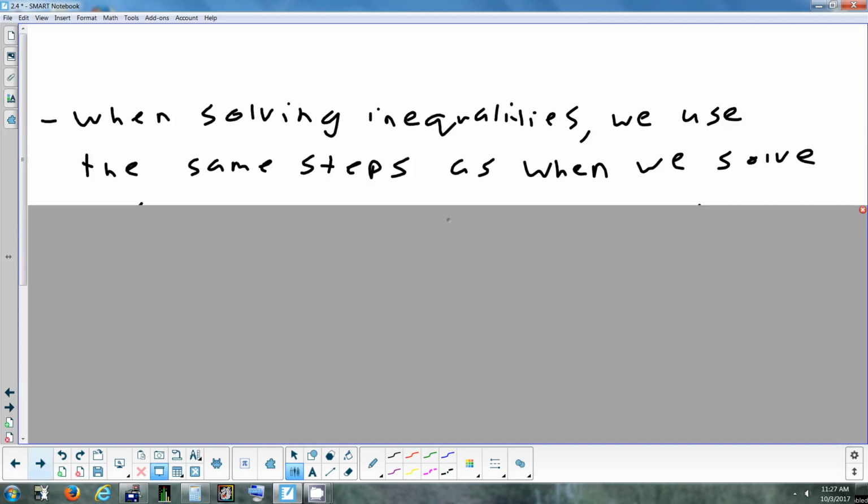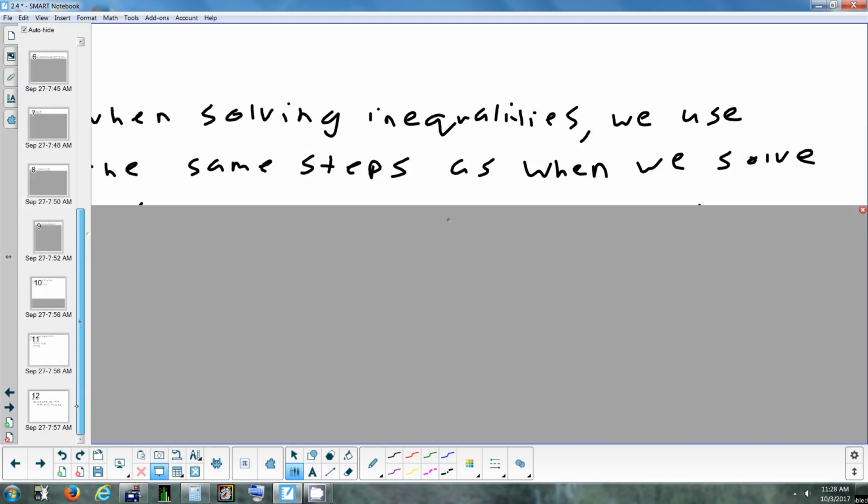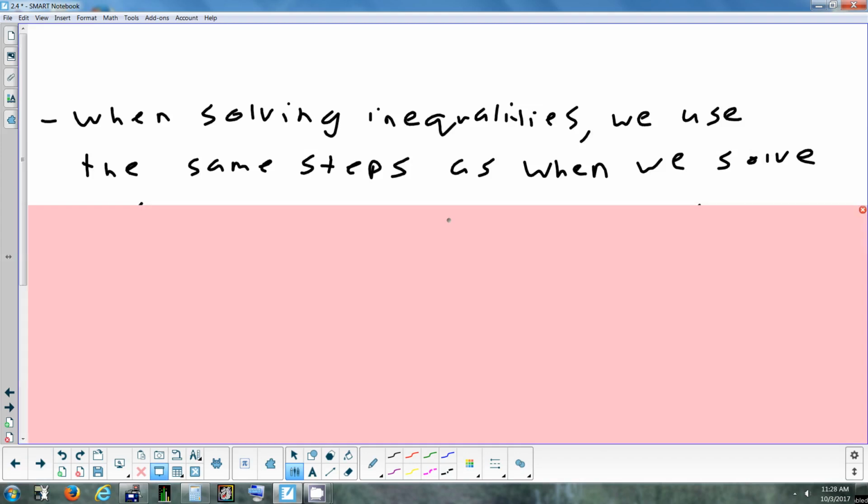Okay, so when they ask us to solve an inequality, we pretty much do the same steps as an equation, but there's one thing you've got to be careful about. Does anybody know what can come up when you're solving an inequality? It doesn't come up when you solve an equation. Something you have to be careful about. It has to do with multiplying and dividing.